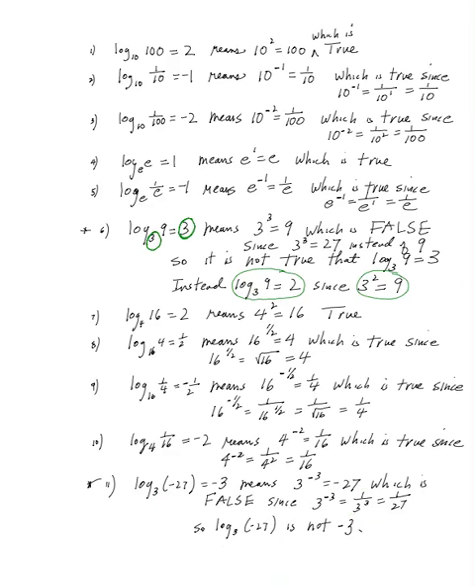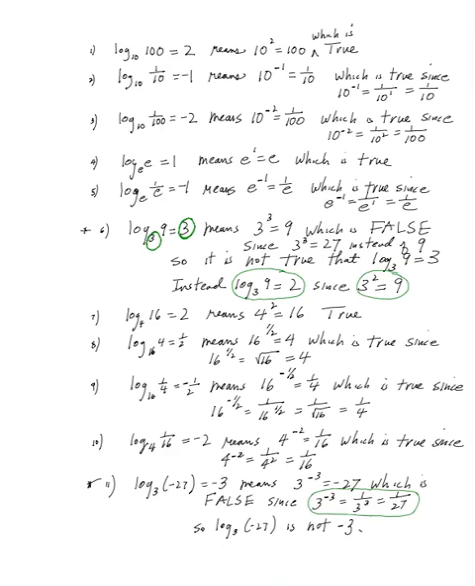The other false statement is number 11. The logarithm of negative 27 to the base 3 equals negative 3. Well, according to the definition of logarithms, this would mean that 3 to the negative 3 is negative 27. But we know that's false, since 3 to the negative 3 is 1 over 3 cubed. Remember, negative exponent means take the reciprocal and use the positive exponent. And 1 over 3 cubed is 1 over 27, not a negative 3.